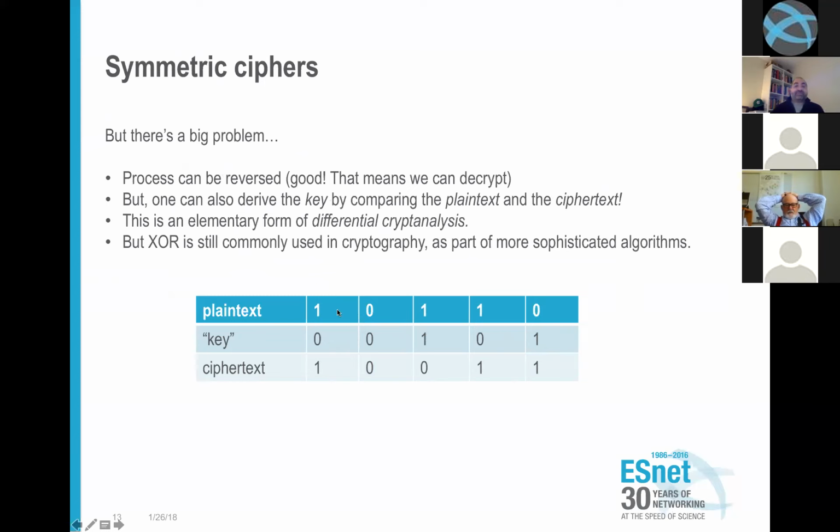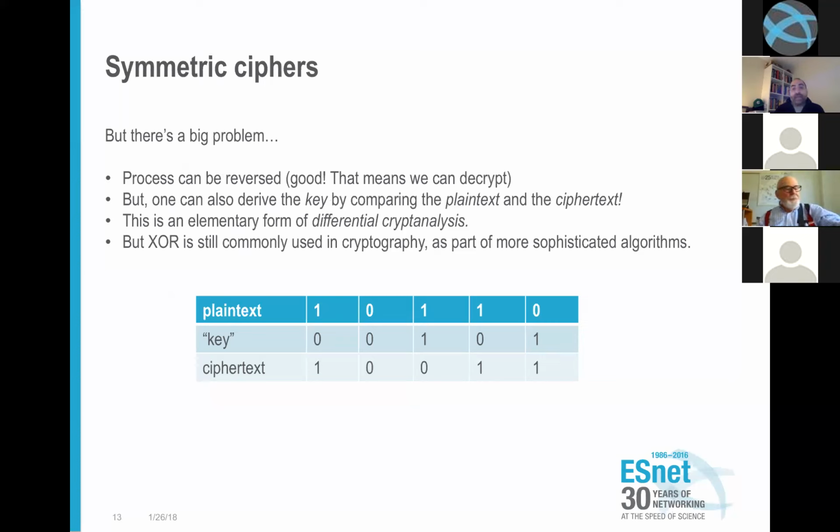I can take the ciphertext and the plain text and I can derive the key from that. So here you can see that 1 and 1 is 0, 0 and 0 is 0, 1 and 0 is 1, 1 and 1 is 0. You can see how I'm taking the plain text and ciphertext and I'm essentially deriving the key by running the exclusive OR against the plain text and the ciphertext directly. This is a very, very simplistic example of differential cryptanalysis.